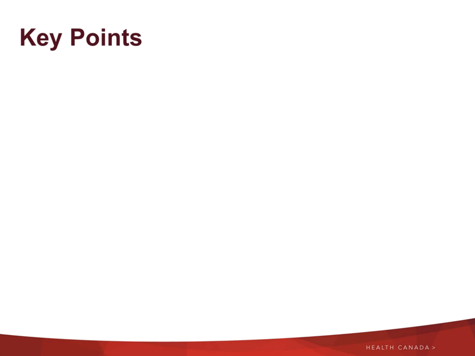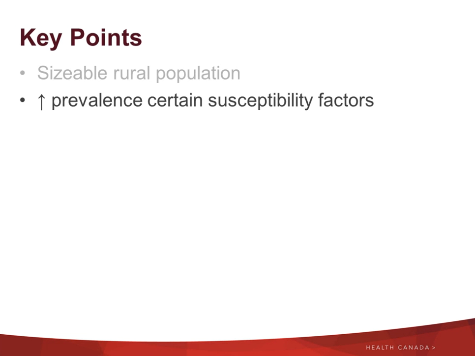I was just going to wrap up with a few key points here. First of all, although the percent of the Canadian population that lives in rural areas has been declining, there's still a sizable rural population. And this population does have an increased prevalence of certain factors that make them more susceptible to air pollution. So in particular, elderly age groups, chronic cardiovascular and respiratory disease, and outdoor work.